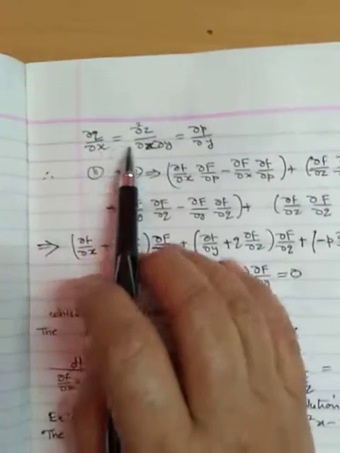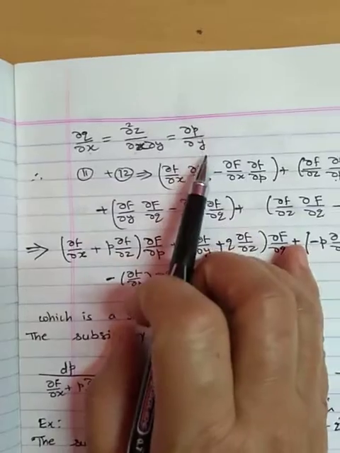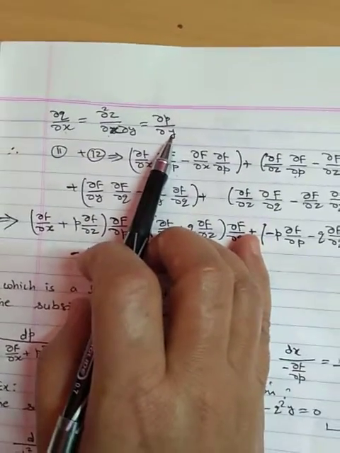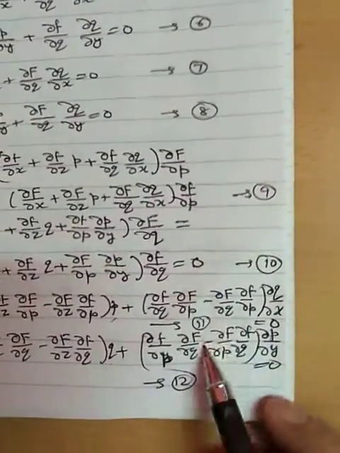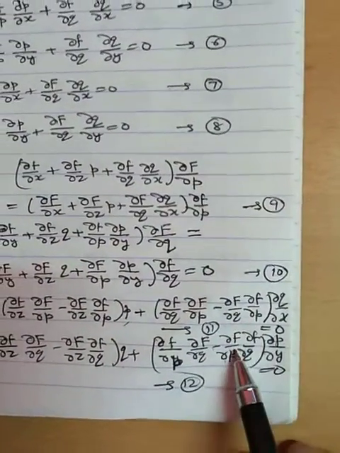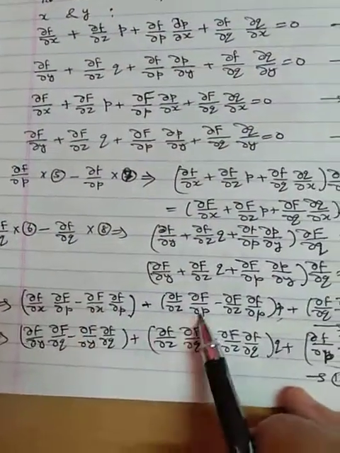Now ∂q/∂x is ∂²z/∂x∂y. So this is also equal to ∂p/∂y. So therefore when we add 11 and 12 and we use this relation, these two terms will get cancelled out. So we will have this plus this plus this plus this.